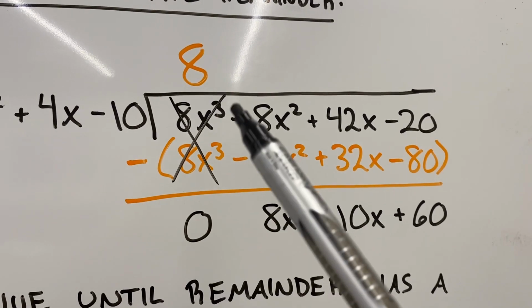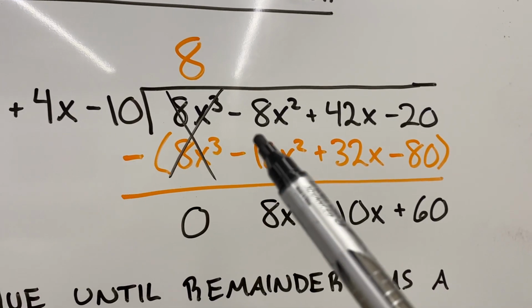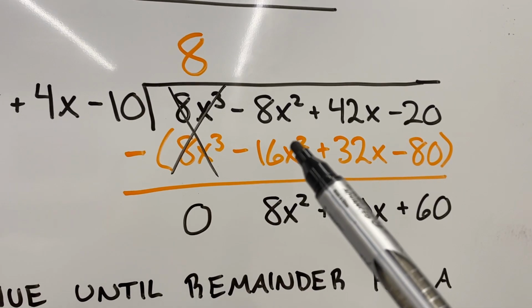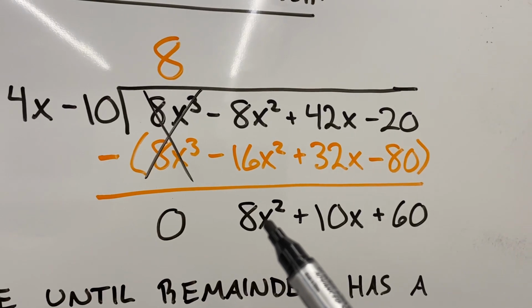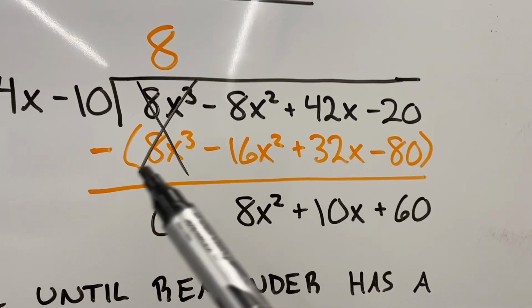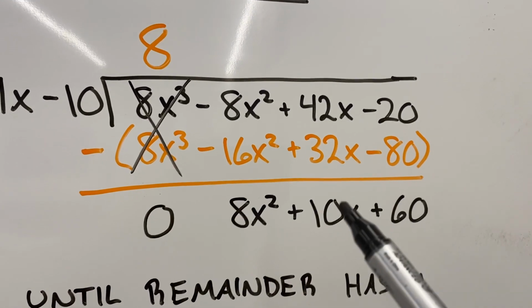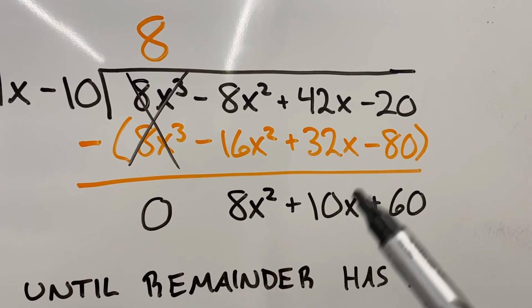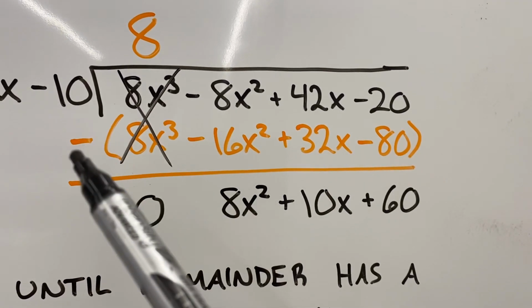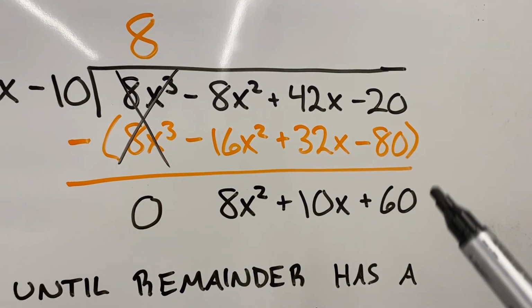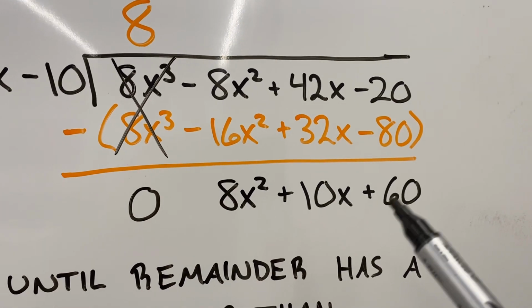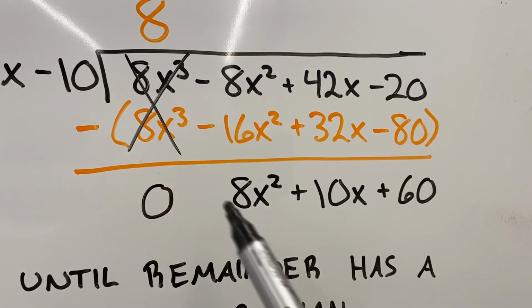Good to go. Negative 8x squared minus negative 16x squared will leave us with 8x squared. 42x minus 32x leaves us with 10x. Negative 20 minus negative 80 leaves us with 60. So now we have a new remainder right here.